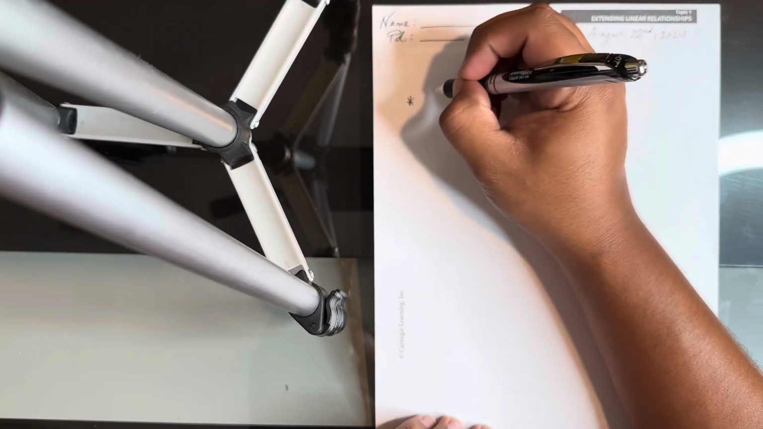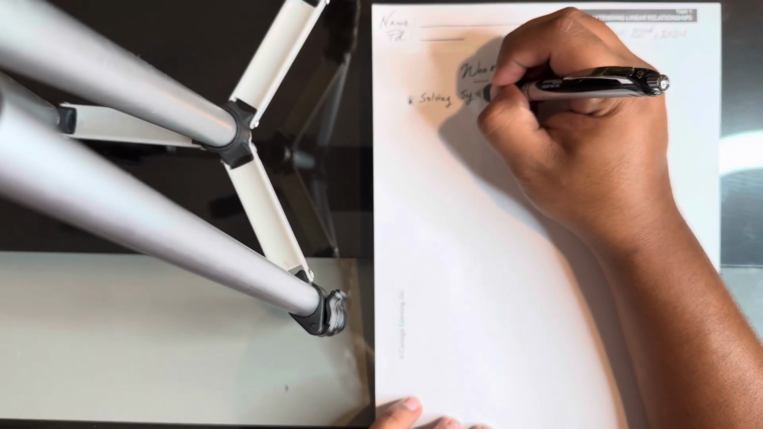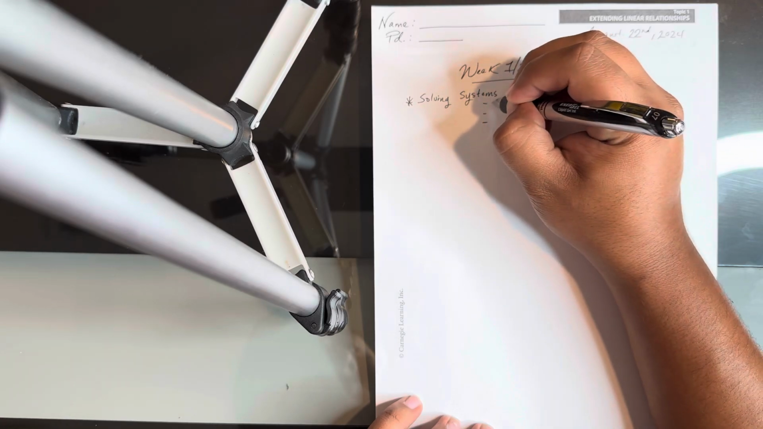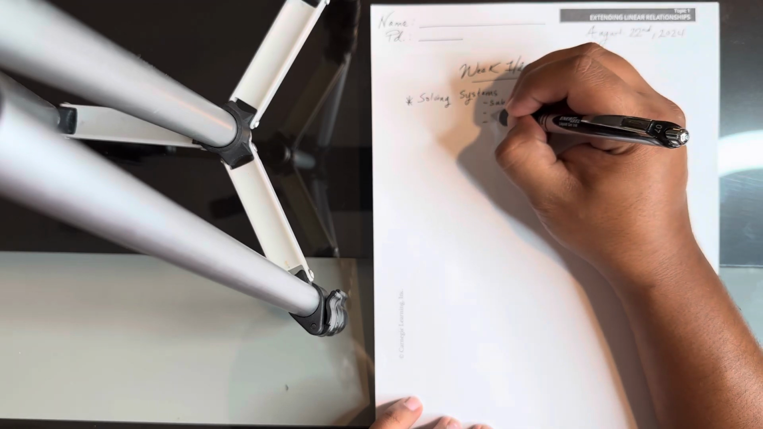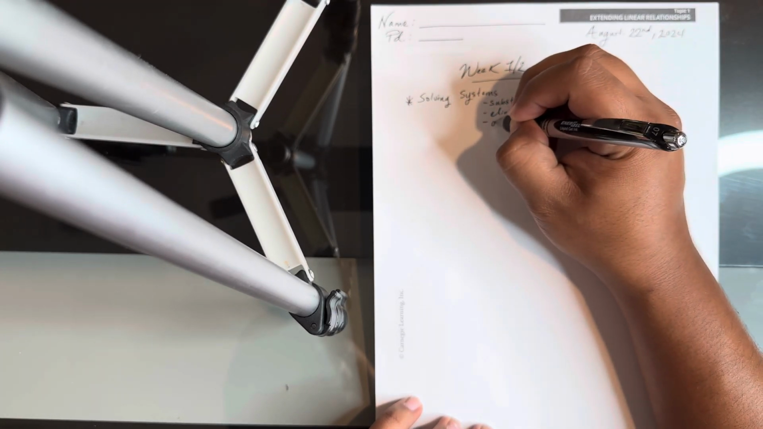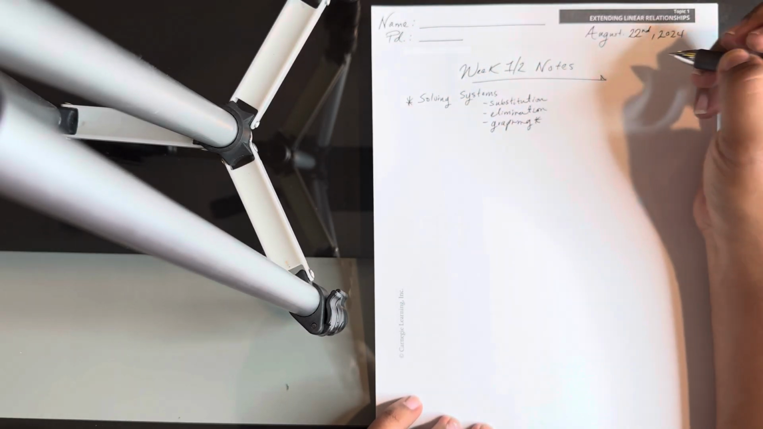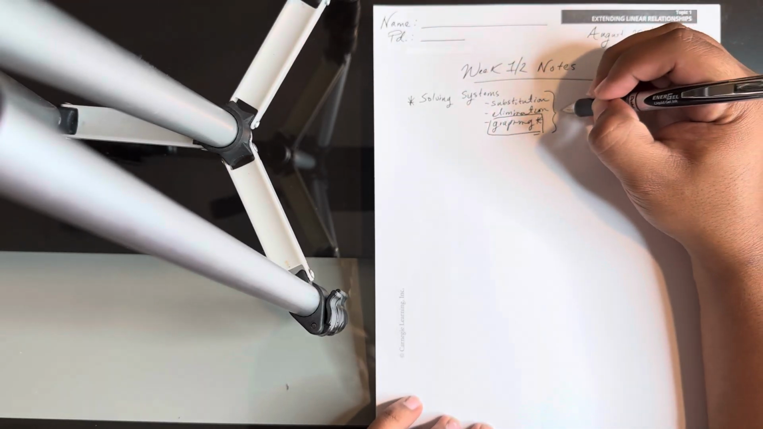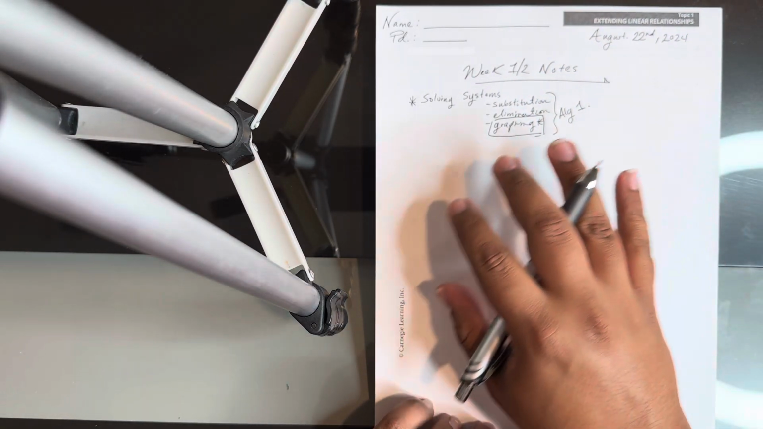First thing was solving systems, linear systems, by 3 ways: substitution, elimination, graphing. We did not go over graphing because this is the easiest one. You should have learned all of this also in Algebra 1. So this was only supposed to be a refresher.